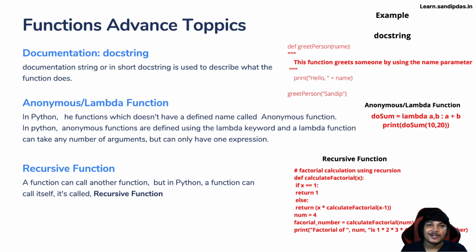Now let's learn about the recursive function. Now what exactly is a recursive function? So in general a function can call another function, right? But in Python a function can call itself. Okay, and this is called a recursive function, that is a function that calls itself. Now let me show you an example so it will be much clearer to you guys.